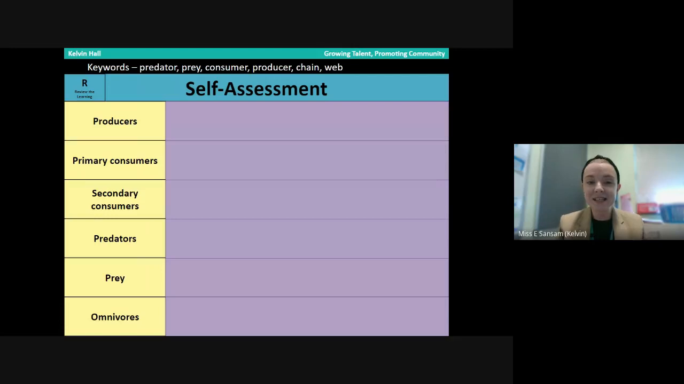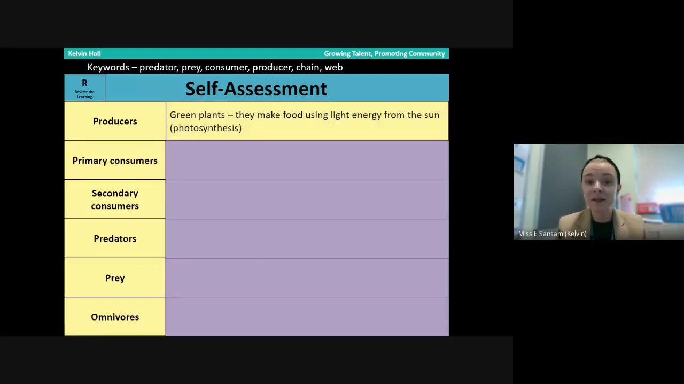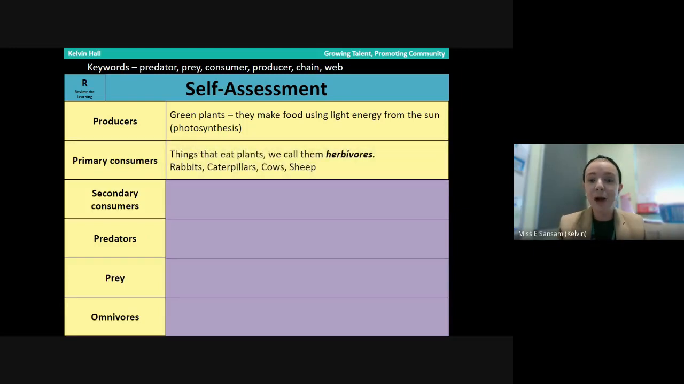Let's have a look at these answers then. So hopefully for producers, we got that they are green plants and they make food using light energy from the sun in a process called photosynthesis. If you did get that one, give yourself a big tick. Primary consumers, they are the things that eat plants, so we call them herbivores, and you've got some examples there for you. Again, if you got that right, give yourself a big tick.